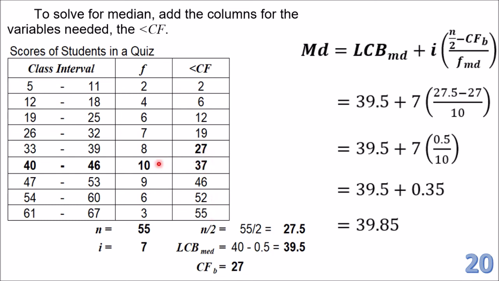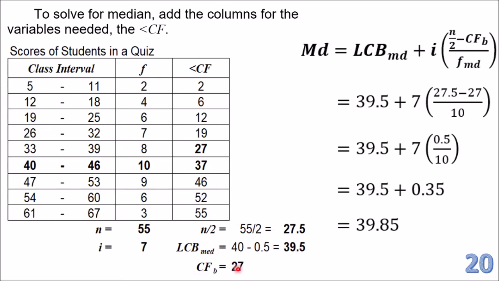And then, ibig sabihin, ito yung ating median class, itong na-highlight na to, kung saan yung straight nung 37 na less than CF. Okay, now, to solve for the LCB or the lower class boundary of that median class, ito nga, ang ating median class is 40 to 46. So, 40 yung ating lower class boundary. We just subtract 0.5 dito para nakuha natin yung true lower class boundary. So, kaya ito, 40 minus 0.5, 39.5 yung ating LCB of the median class.